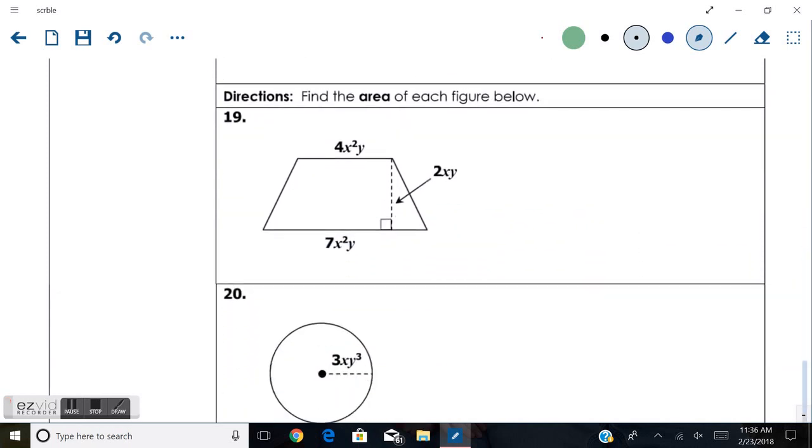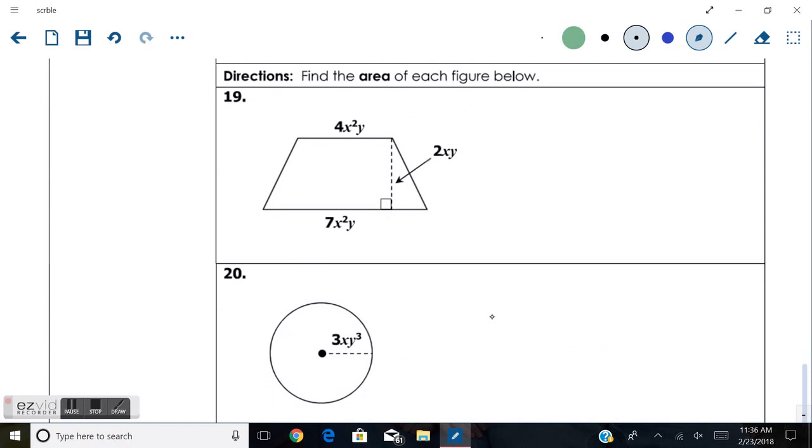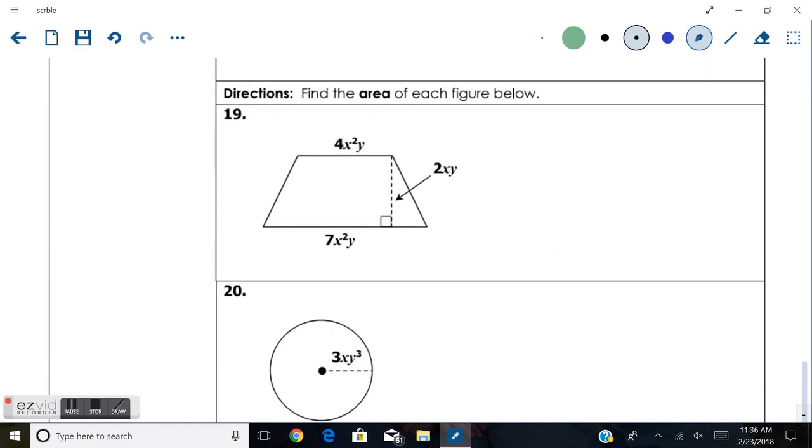All right. Area of each figure below. For a trapezoid, the formula for the area of the trapezoid is the average of the bases, so 1/2 b1 plus b2 times h. That's the formula. This is b1, this is b2, this is h. Sorry, I should have started with, it's just saying area. We have no perimeter for this one.